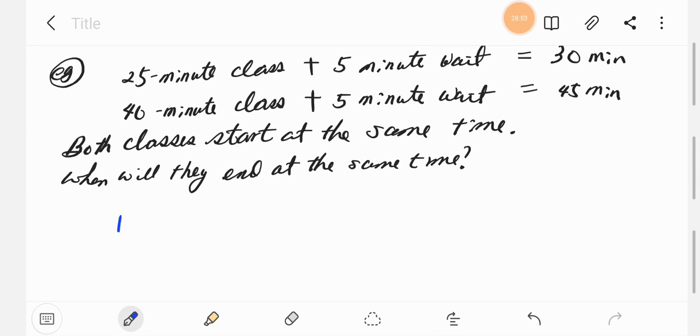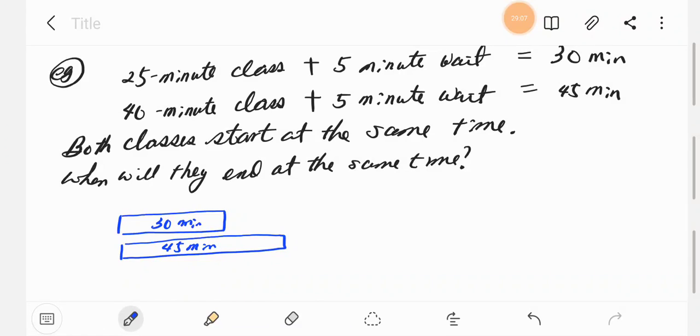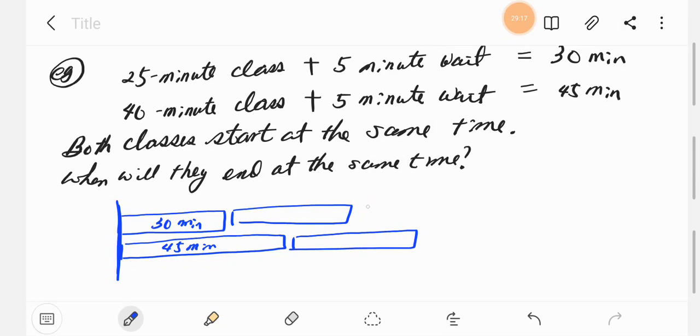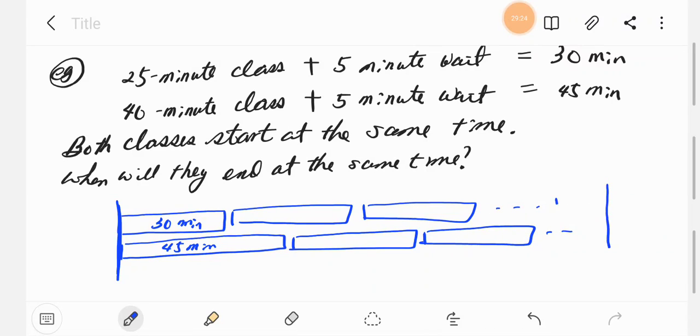So here is the 25-minute class, and together, this will be 30 minutes, right? Here's another one, which is 45 minutes, right? These two classes start at the same time. Then, how long will it take? We don't know. This will keep going, right? So they will end at the same time.